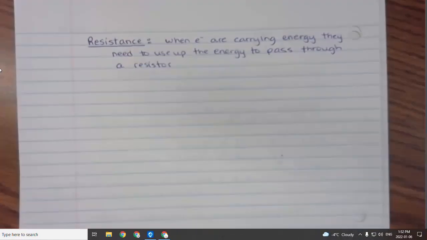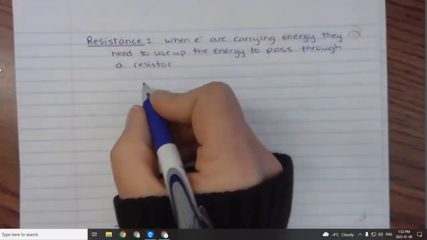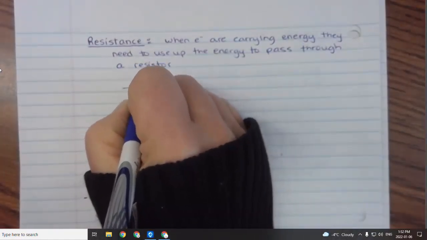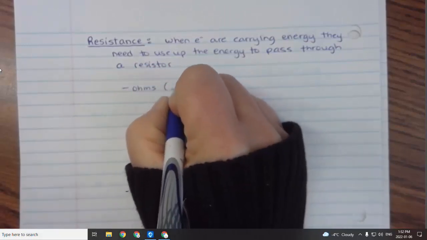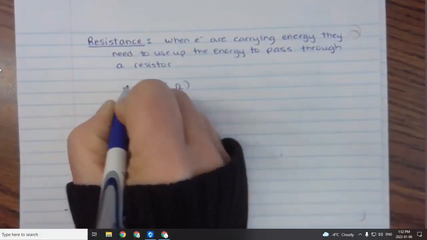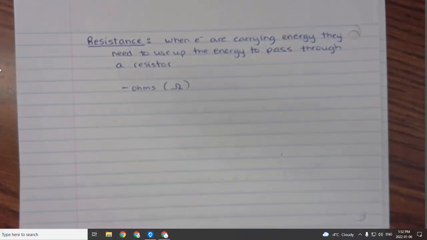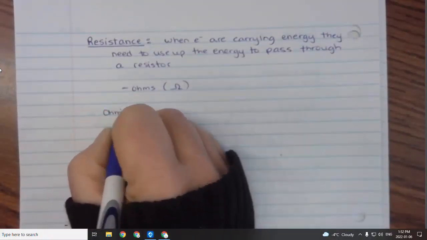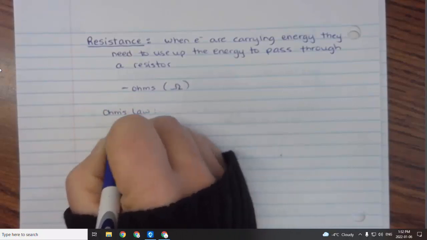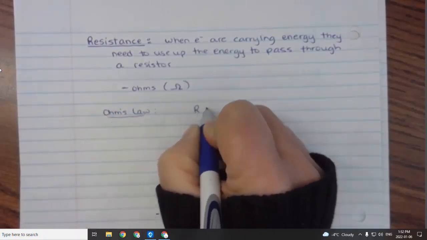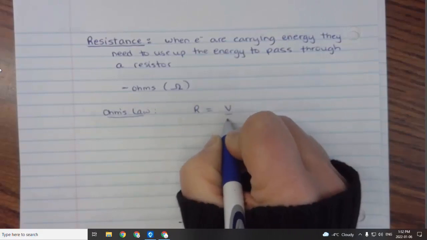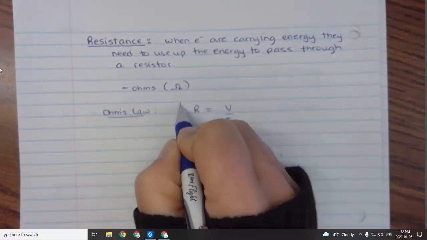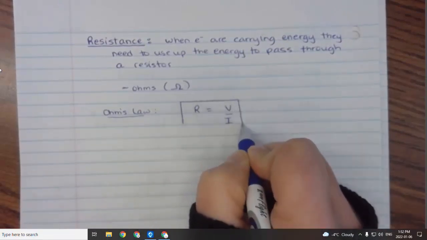So resistance is measured in ohms, like I said. And the symbol for ohms is the omega sign. And how do we calculate it? Well, we use what's called Ohm's law. This was a guy named George Ohm who came up with Ohm's law. And Ohm's law relates the three major parts of our circuit. So R equals V over I.